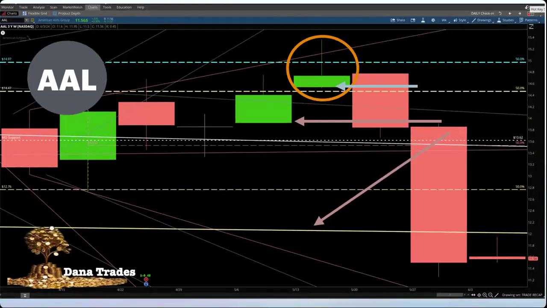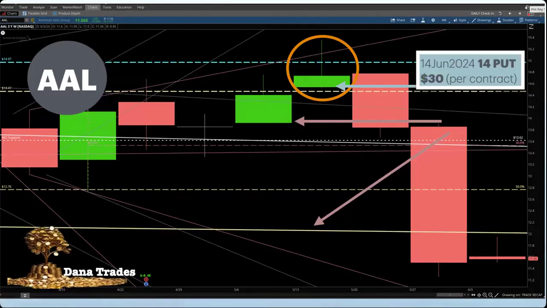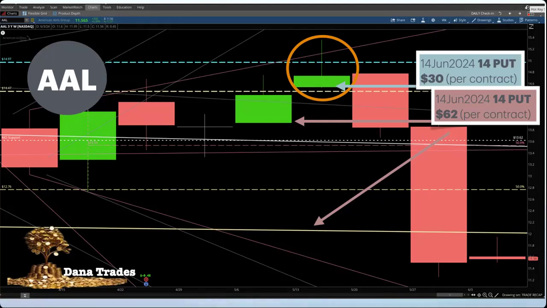Upon receiving confirmation when the price of American Airlines decreased below our signal, I purchased a put contract with a 14 strike that expired on June the 14th, 2024. Notice that this expiration date was about 3 weeks from the date of entry. The week of May 20th, price decreased and met our first target, which was the low of the candle to the immediate left. At that point, the target provided over 100% return on investment before taxes and fees because the contracts were selling for about $62.